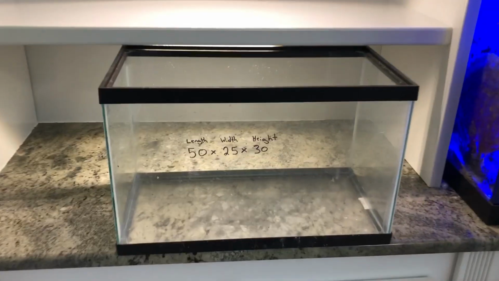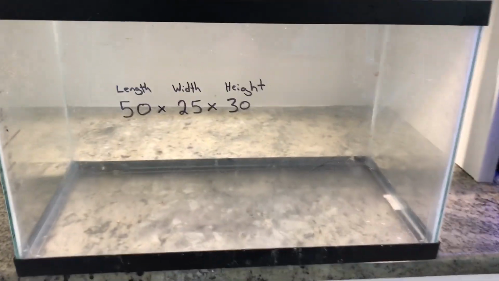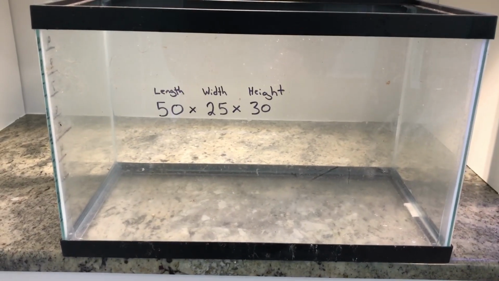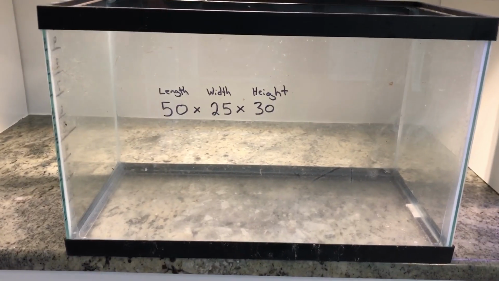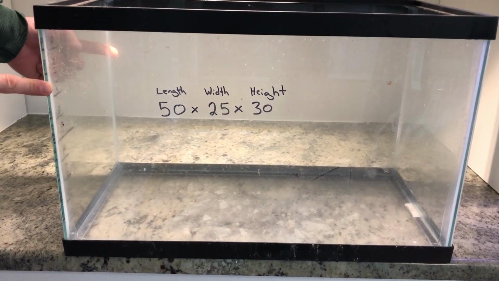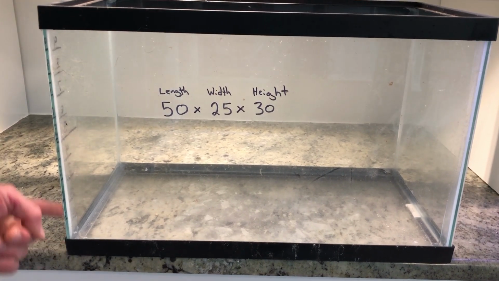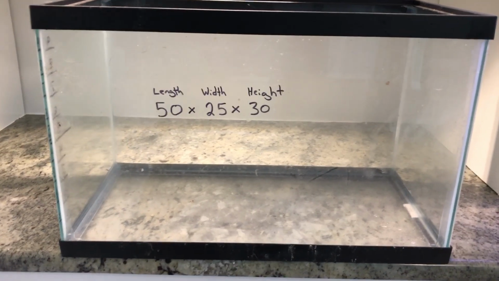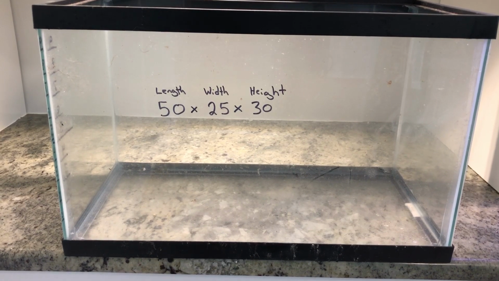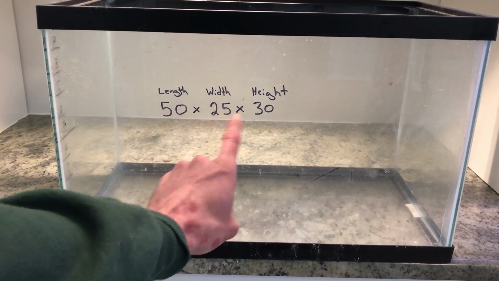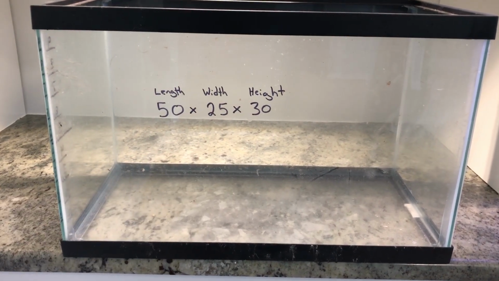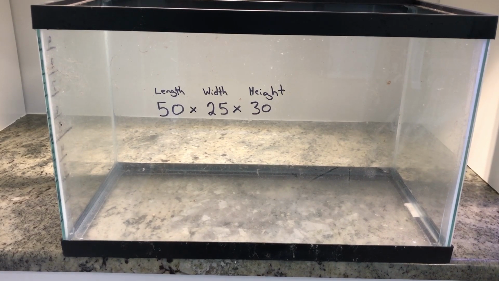So let's take a look at this first tank. This tank has a length of 50 centimeters from here to here. It has a width of 25 centimeters from front to back, and a height of 30 centimeters. To calculate the cubic centimeters of this tank, we need to multiply 50 times 25 times 30. That is going to give us the total cubic centimeters of this tank.